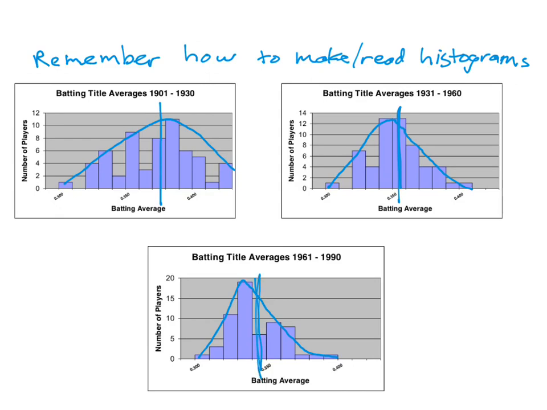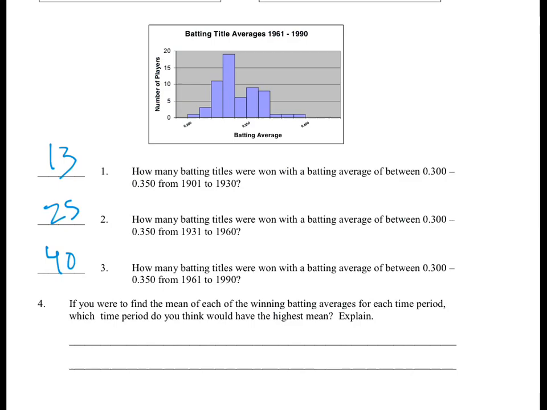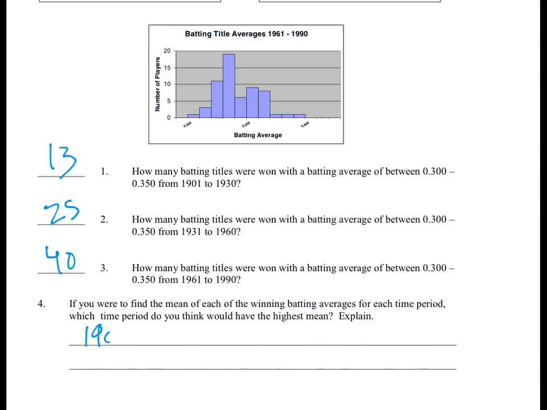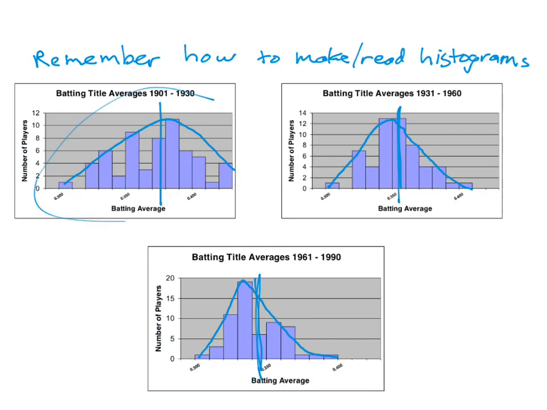So you're looking here-ish. Well, if you look at your averages, which are kind of our best estimates here, it looks like it's going down. And so, what period do you think would have the highest mean? It's looking like 1901 to 1930. And you do have to explain why. And you'll need to do some explaining about this.